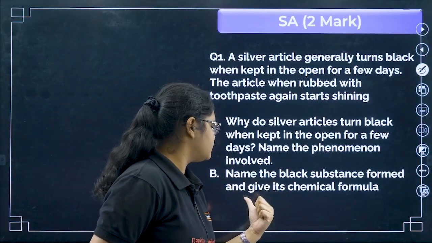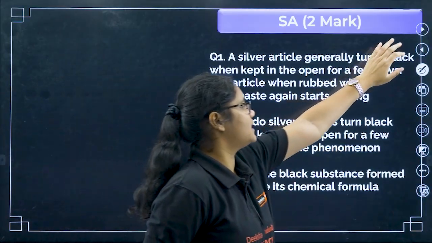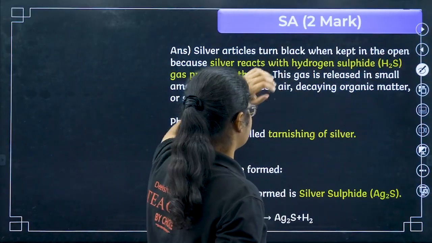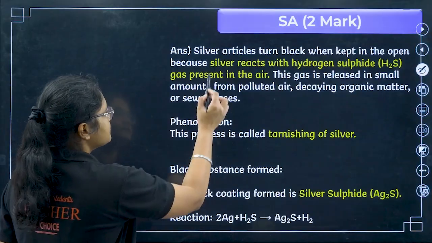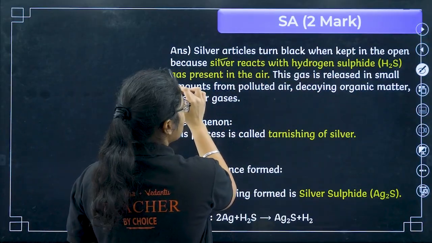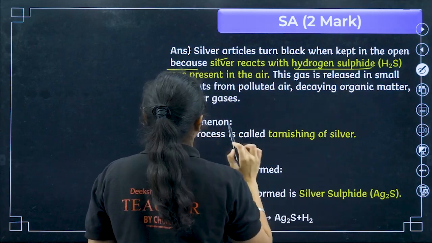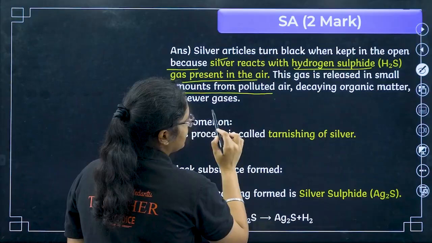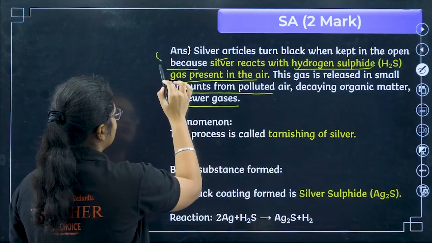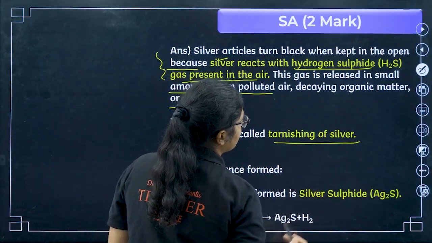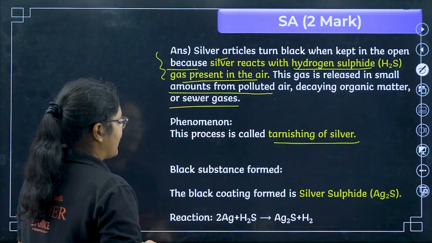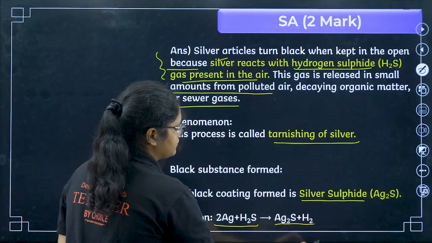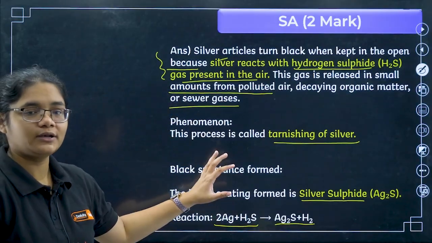Now name the black substance formed and give its chemical formula. So let's see the answer. The black substance formed is silver sulfide. Silver articles turn black when kept in the open because silver reacts with hydrogen sulfide gas present in the air. The gas is released in small amounts in polluted air, decaying organic matter and so on. So this is what you have to write in the exam. This process is called tarnishing of silver. The reaction is silver plus H2S gives silver sulfide plus hydrogen gas.